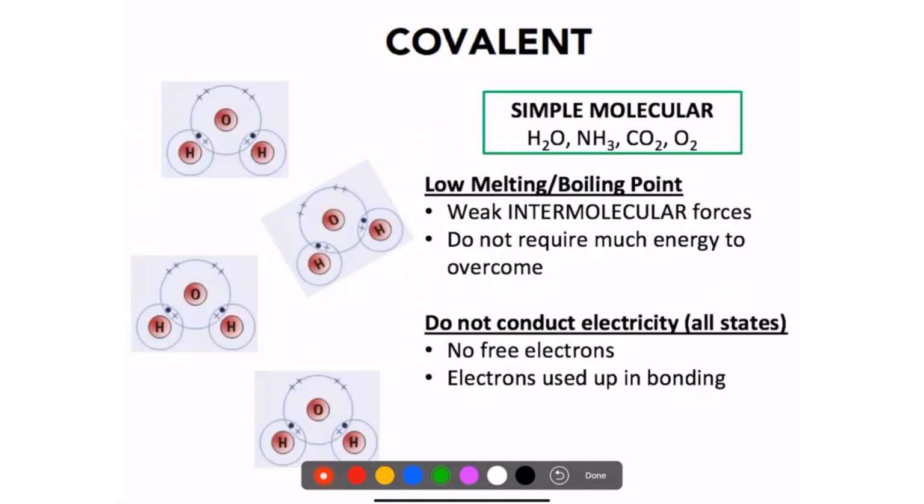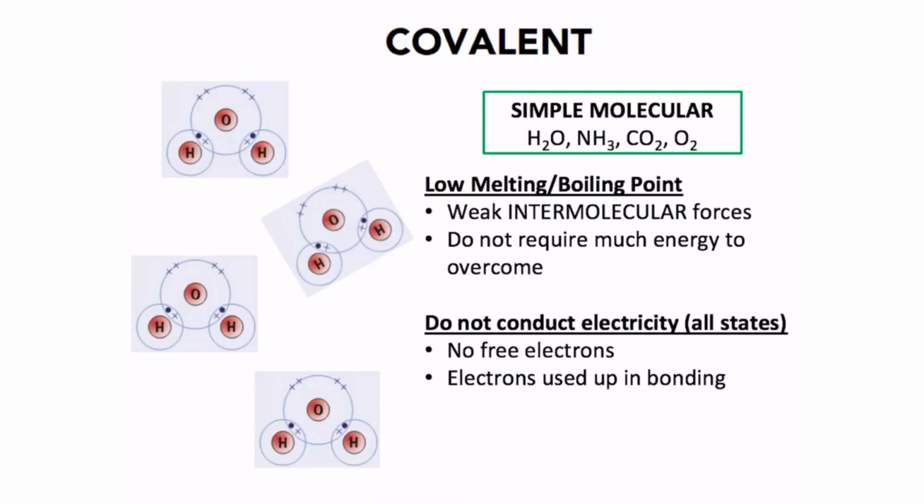Covalent bonding, starting with simple molecular, so these include things like water, ammonia, carbon dioxide, and oxygen. So although you have strong covalent bonds between the atoms, you also have weak intermolecular forces between the molecules. And those weak intermolecular forces are why they have very low melting points and boiling points. Now, they never conduct electricity in any state because there are no free electrons. So here we're talking about electrons, not ions.